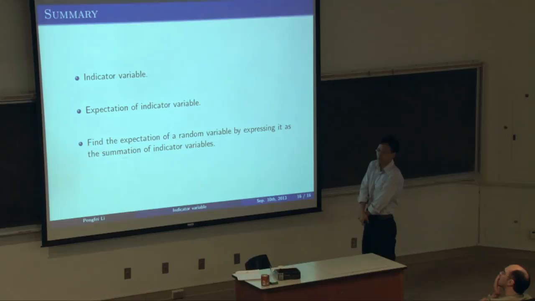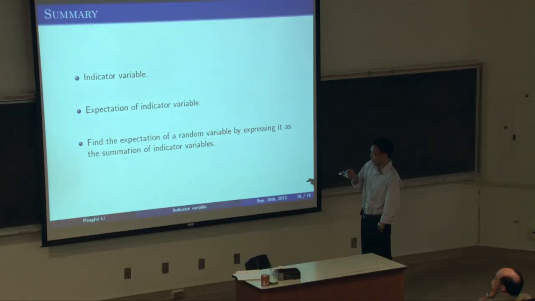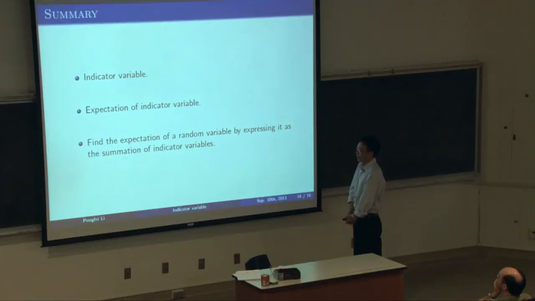Now, at the end of each topic I covered, or at the beginning of each lecture, I would like to give a summary. Here, I just gave a three-sentence summary. We covered the indicator variable. We covered the expectation of the indicator variable. We covered how to find the expectation of a random variable by expressing it as a summation of indicator variables. So that's it. Thank you.